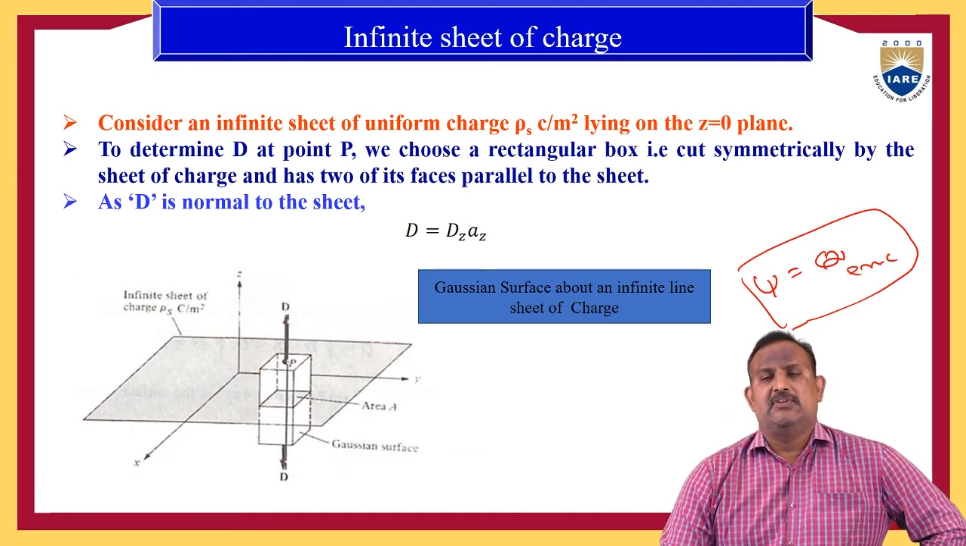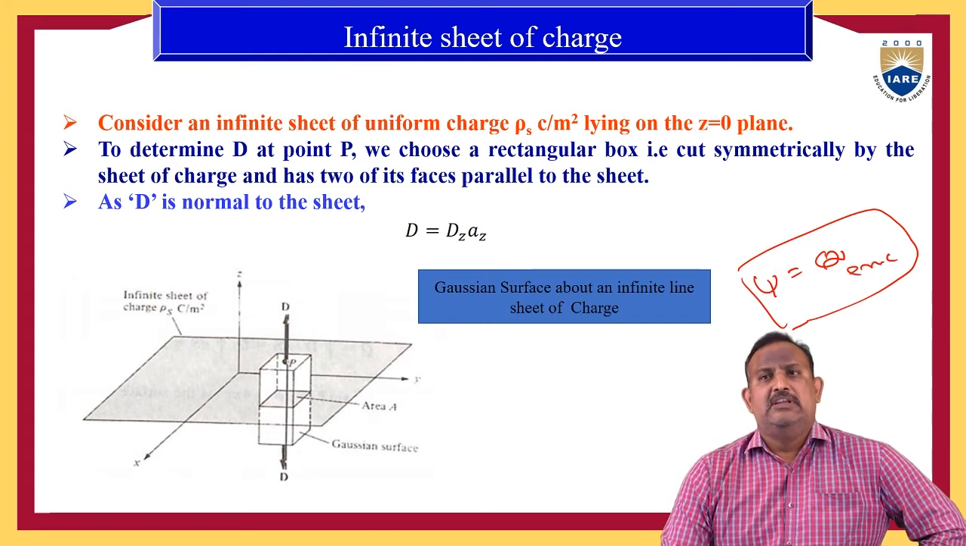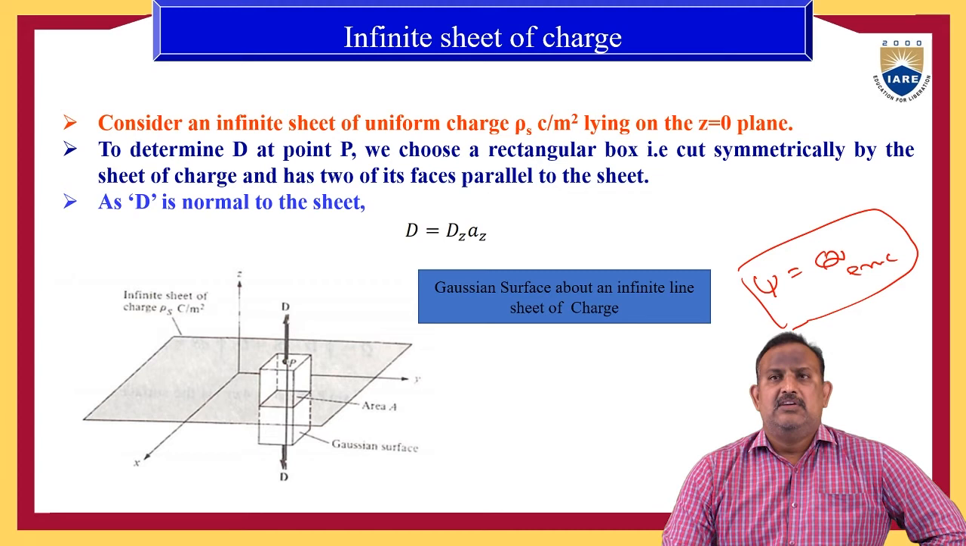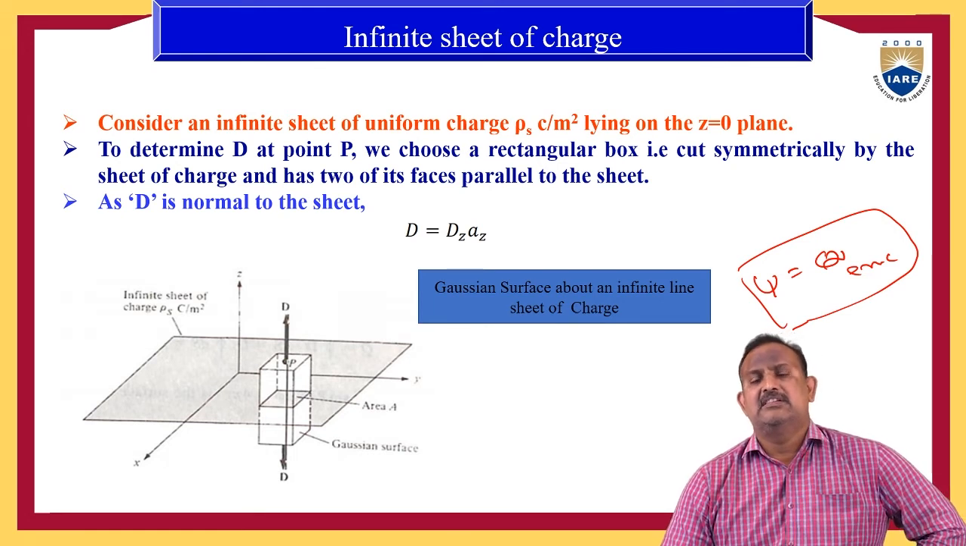So here the first step is, to apply Gauss's law, we need to check whether there is a uniform charge distribution or not. If there is a uniform charge distribution, then only we can apply Gauss's law. Let us assume there is a uniform charge distribution. If so, next we need to construct a Gaussian surface or Gaussian circle.